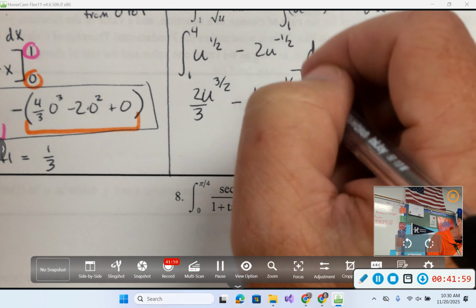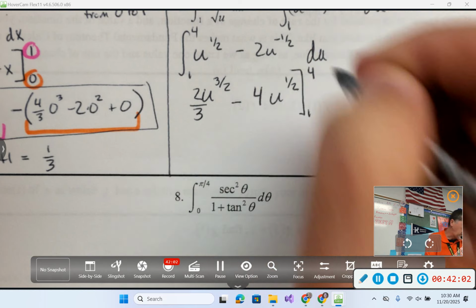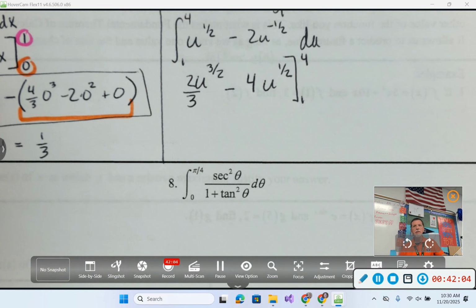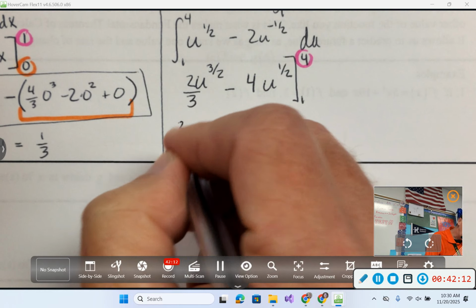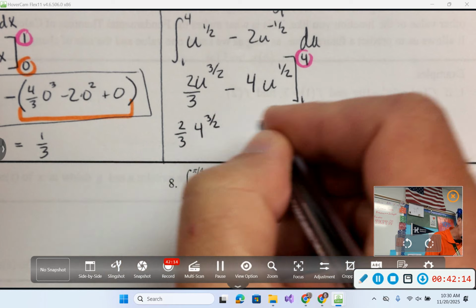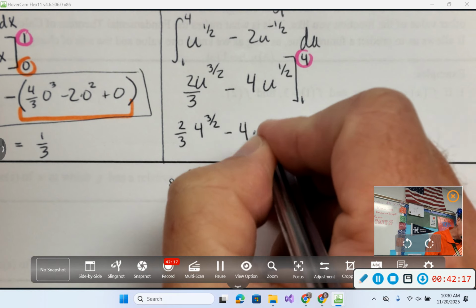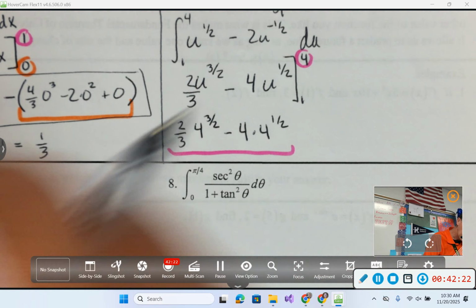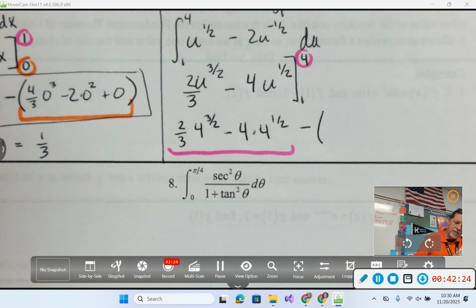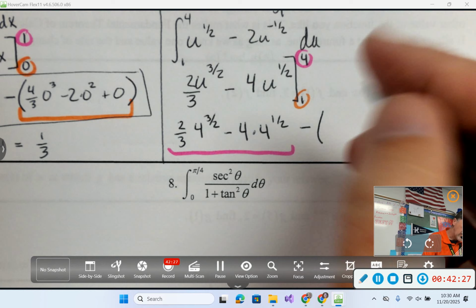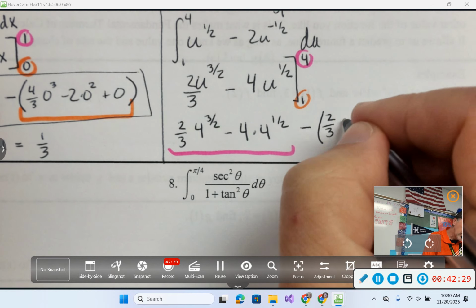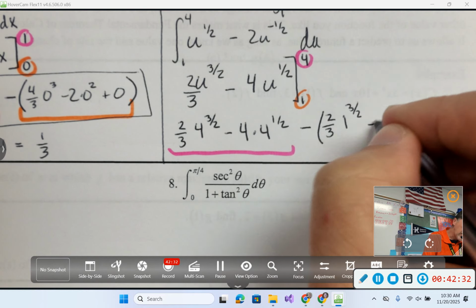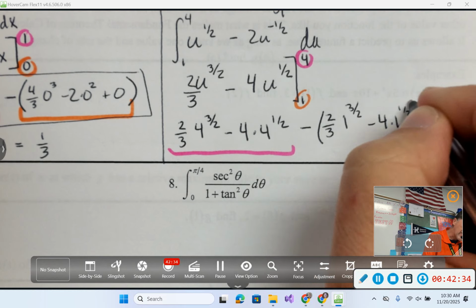Now we have limits. So we're going to plug in the top minus plug in the bottom. So when I plug in 4, 2/3, 4 to the 3/2, minus 4 times 4 to the 1/2, minus, now let's plug in the bottom, 2/3, 1 to the 3/2, minus 4 times 1 to the 1/2.